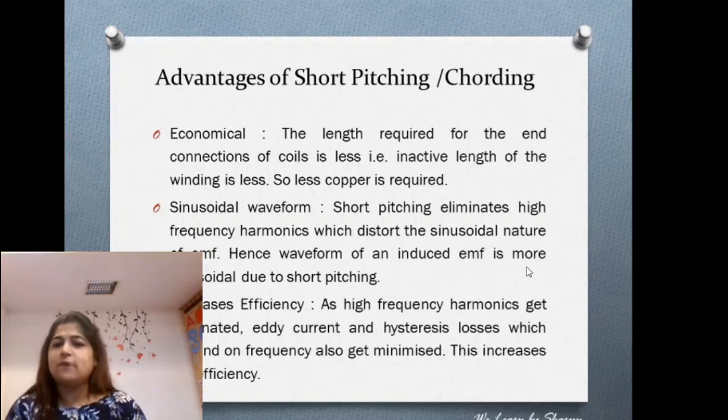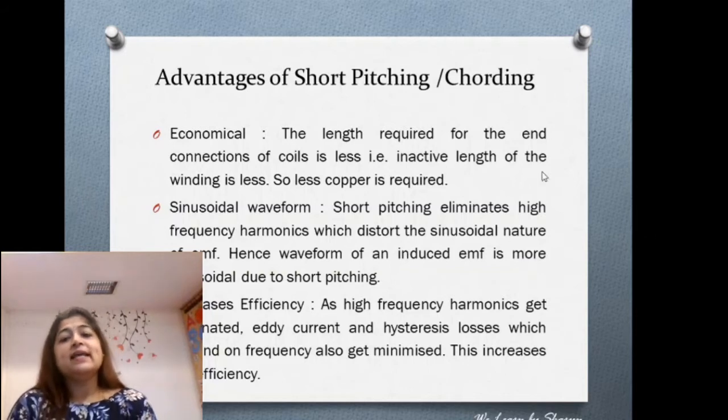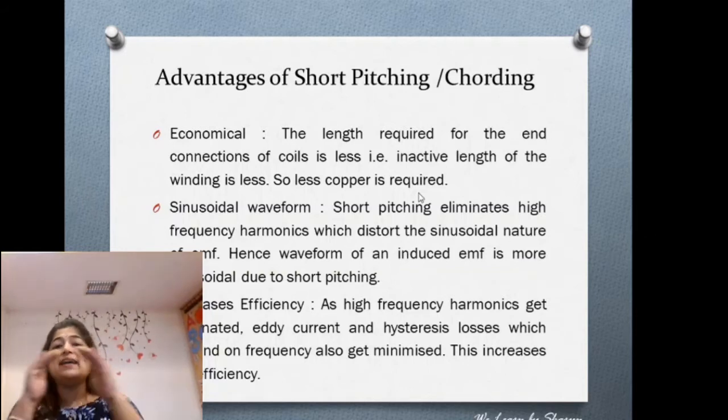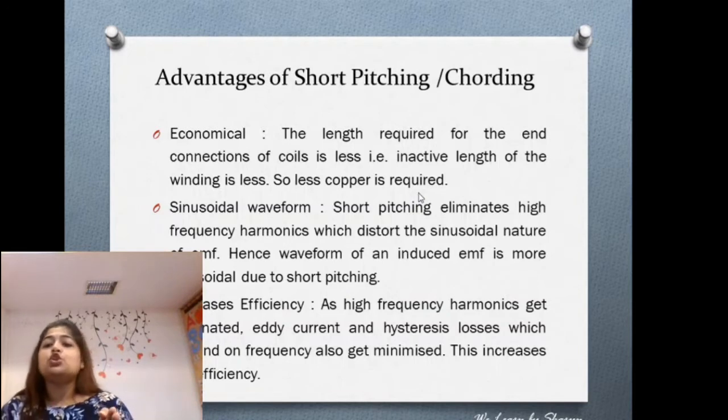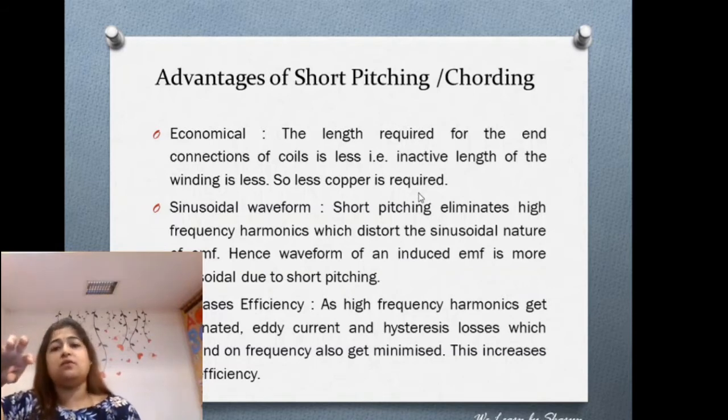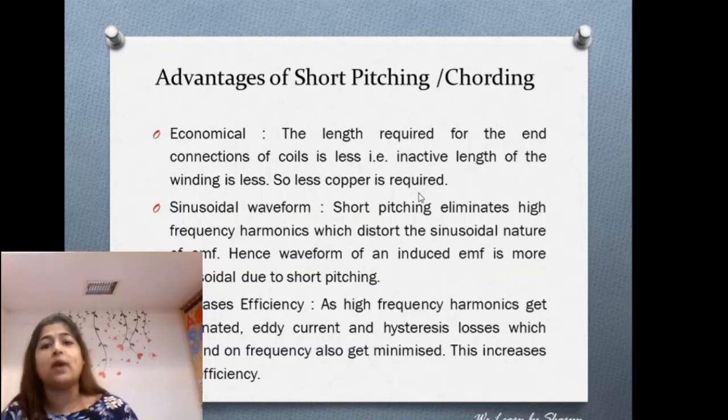How? First, economical. The length of the required end connection is reduced if you short the conductors. How? See, EMF is induced in the conductors. Okay, EMF is not induced in the end connectors. So if you short it, then the length of end connectors is reduced, but the length of conductors remains the same. So what happens? That reduces copper, which is required for the winding.